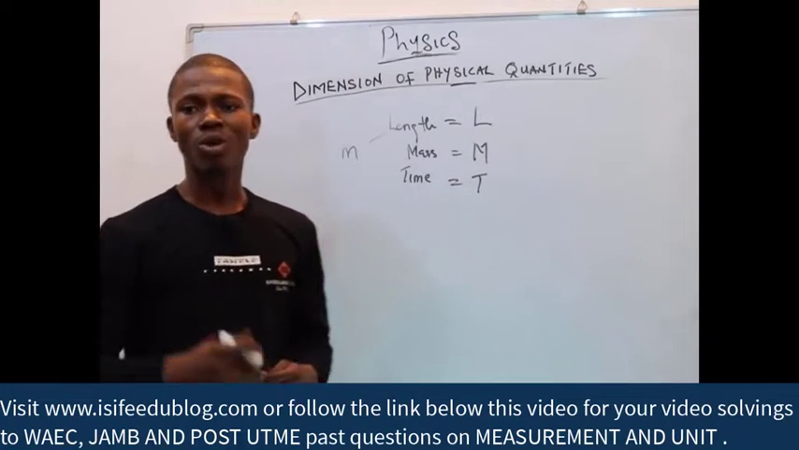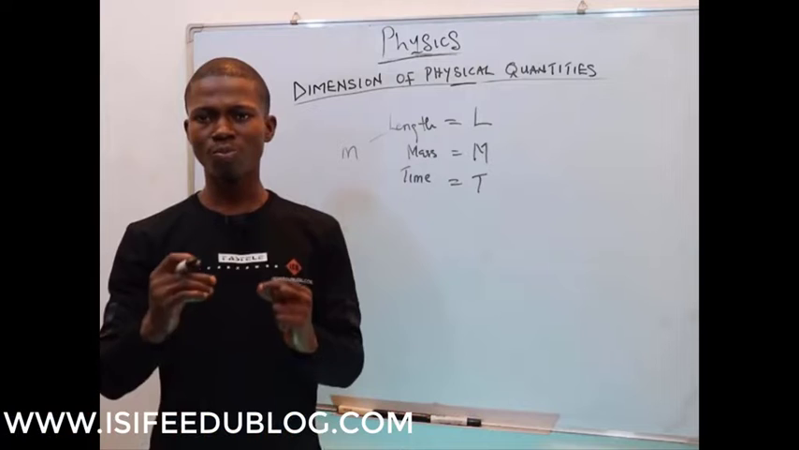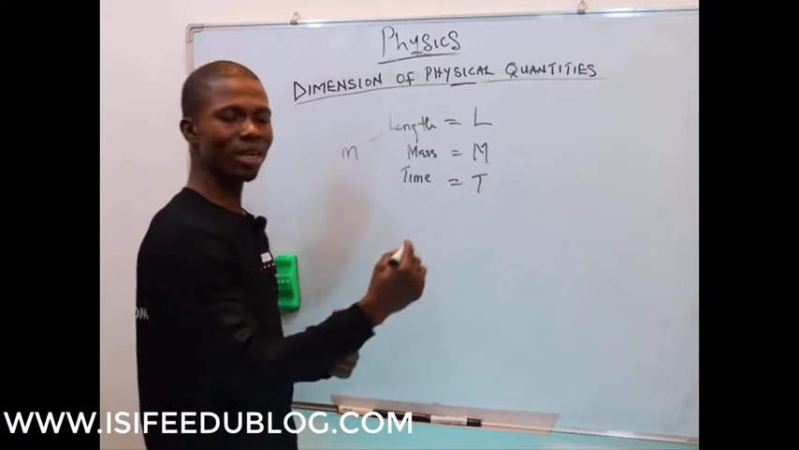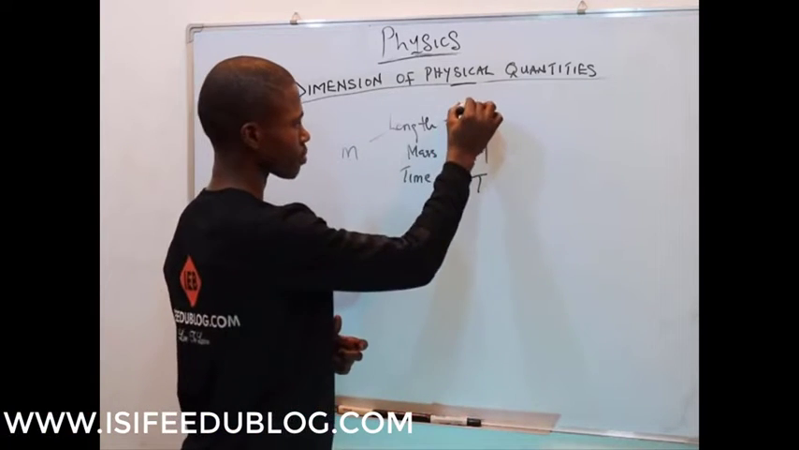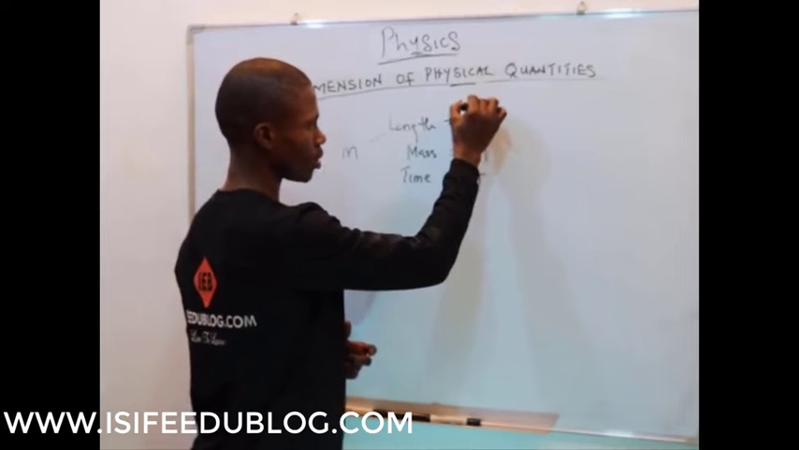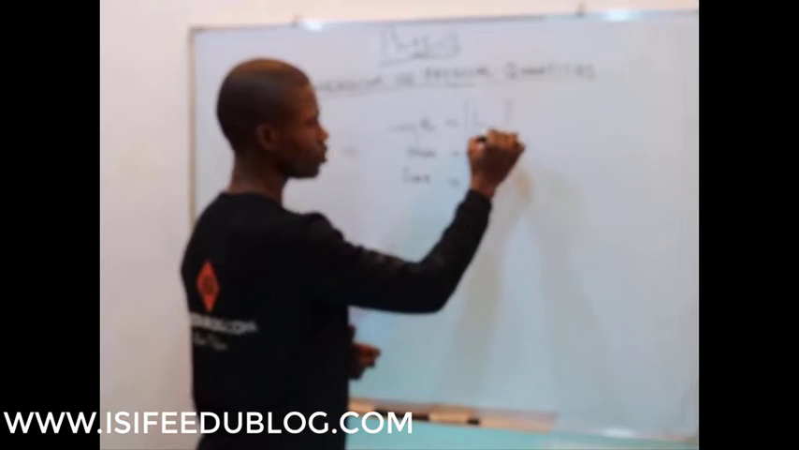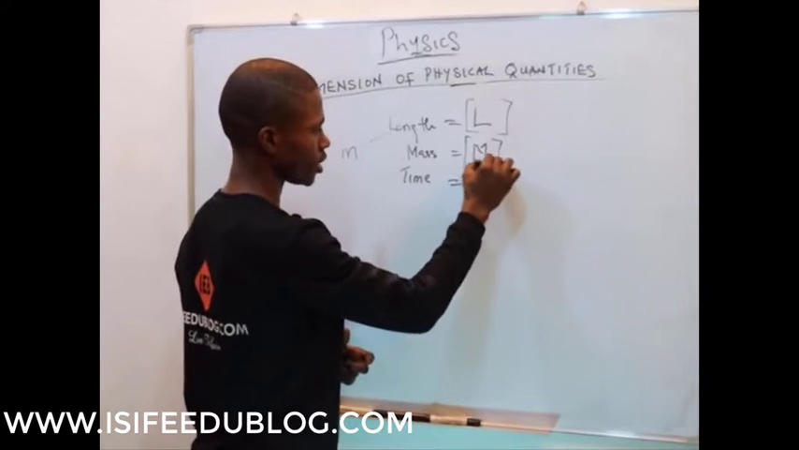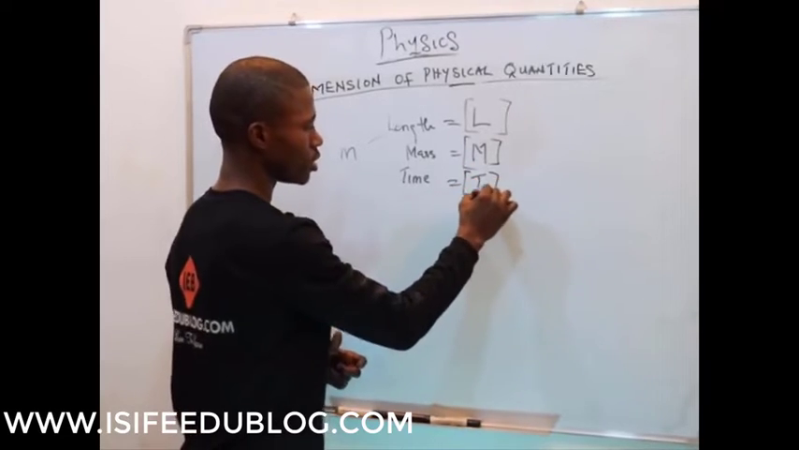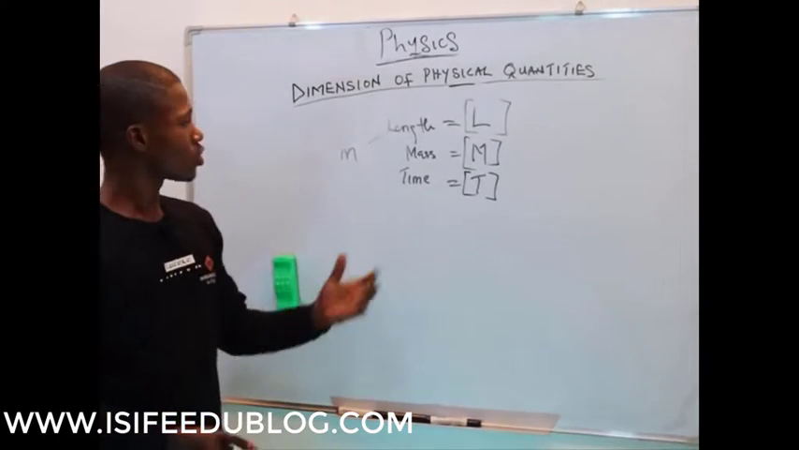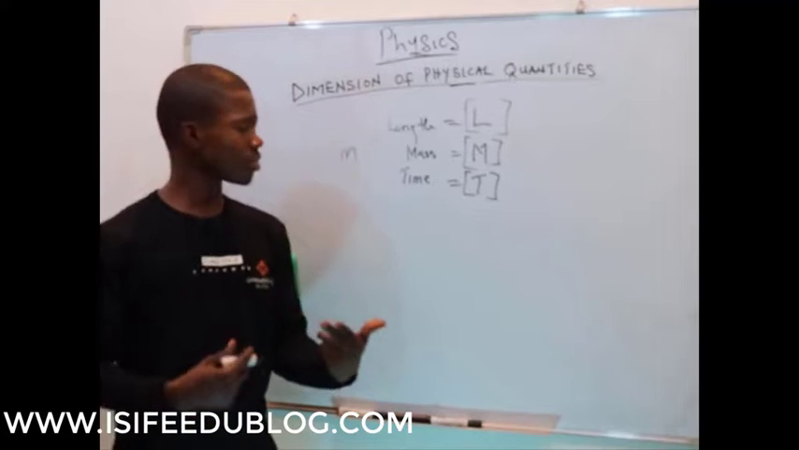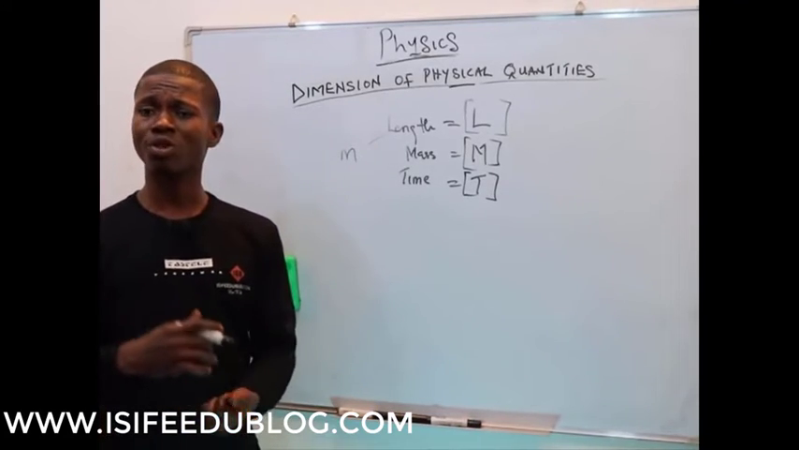Whenever you are dealing with dimension, always put it in a bracket. We normally enclose them in a bracket. Anytime you are talking about dimension, you put it in a bracket like this. This is very necessary. So let's start and generate the dimension of some physical quantities that we know.